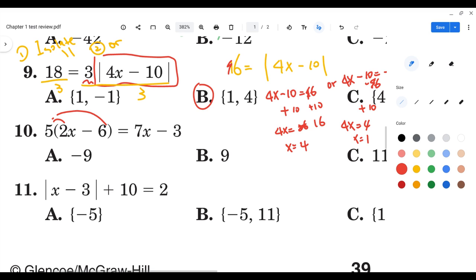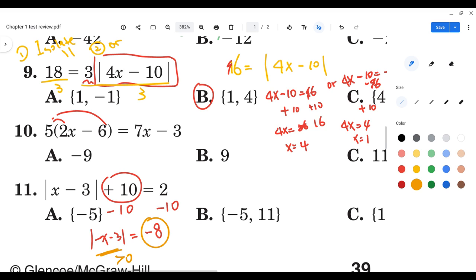The last question is absolute sign again. Isolate the absolute sign, that means you get rid of the 10 by minus 10, minus 10. So absolute x minus 3 equal negative 8. Well, this one's tricky. Why? Because absolute sign means what? It's always positive, bigger than 0. Can it have a negative answer? No. So instead of going to the second step, the OR, to get two equations, it's just no solution.